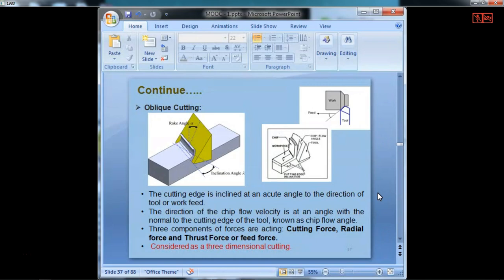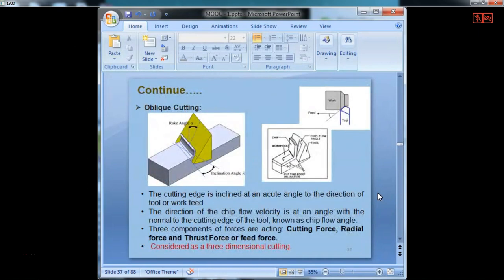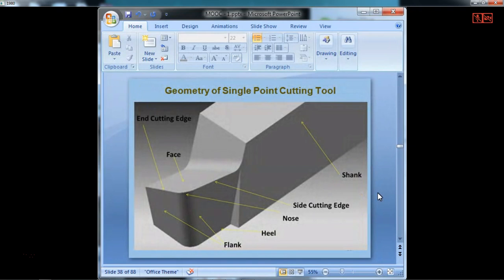Now, maybe even in your exam a question can be asked: what is the difference between orthogonal cutting and oblique cutting? You should be able to clearly tell the difference between these two processes. So how do we get that oblique cutting? When you look at the geometry of the single point cutting tool, you will understand it. These terms are very important, and many times in examinations, even competitive examinations, they will ask these kinds of questions. The nomenclature of these tools and the tool angles, which you are going to see later, become very important.